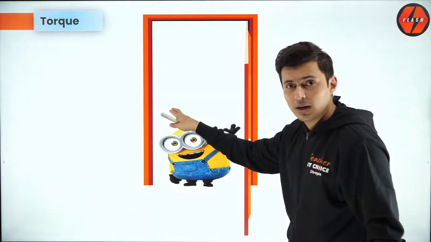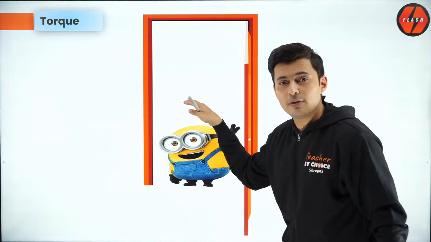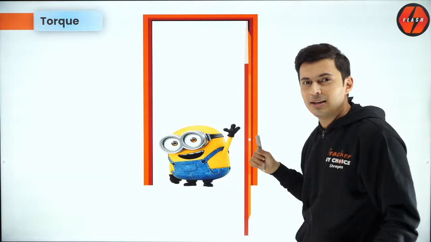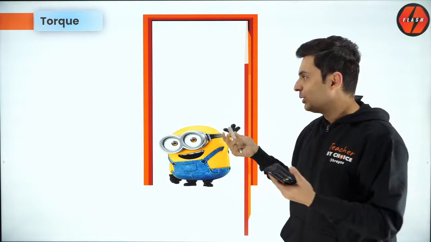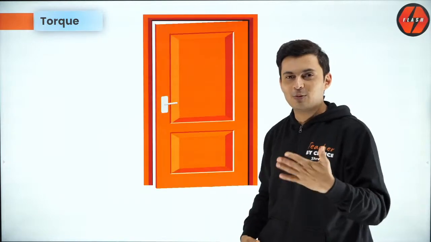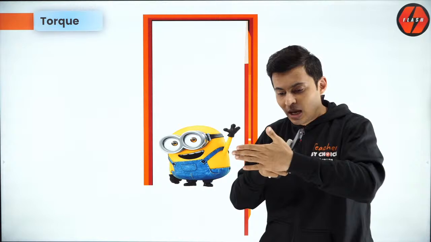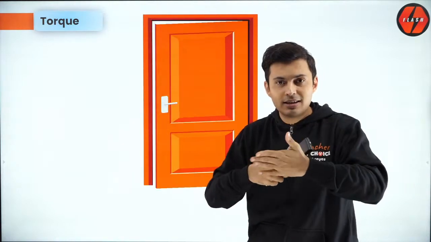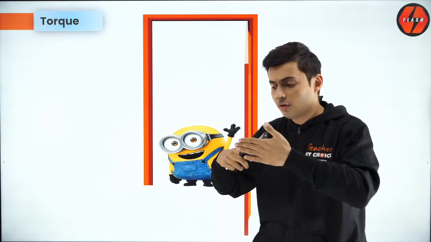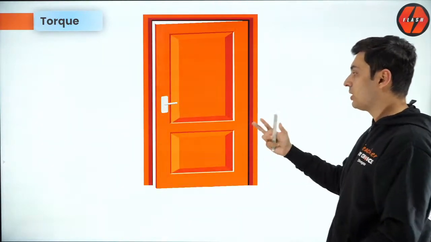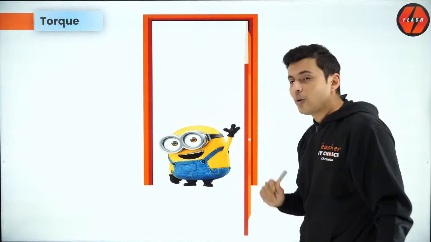Now if you have ever tried to open a door, like this Pandu tried to open the door, obviously you will try to push the door at the end. You would be a fool to try and push the door somewhere here at the hinge. I mean, you can try that out. Imagine if you push it near the hinge, it is very, very difficult. If you push it very far away, it's going to be very, very easy. So torque obviously depends on where you apply the force.